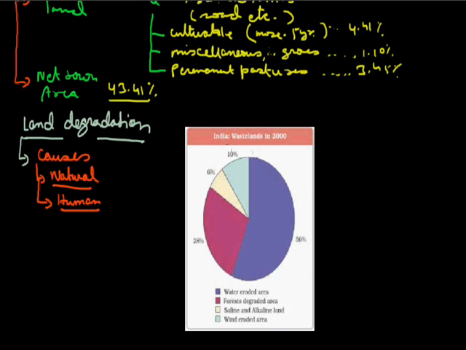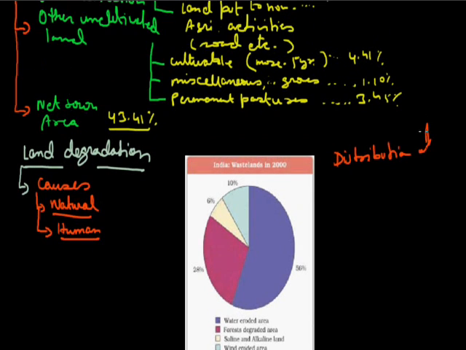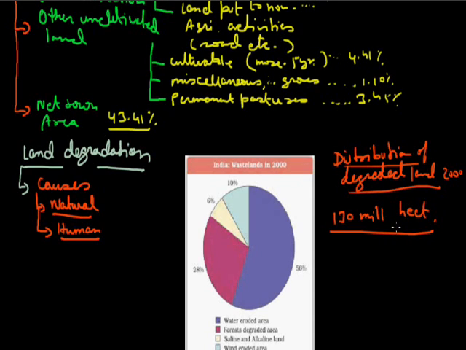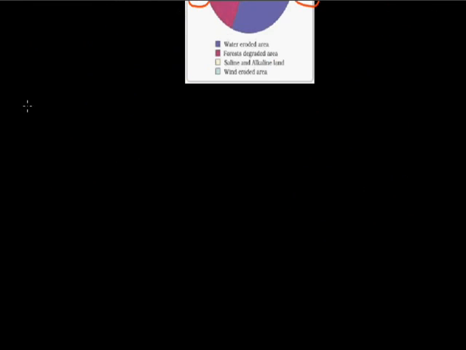Through this diagram also we can understand the distribution of degraded land in the year 2000s. The total land is 130 million hectare, among which, as you can see, 28% is the forest degraded area, while the land which is degraded by water erosion is 56%, and because of saline and alkaline land it is 6%, and the land degraded by wind erosion is 10%.